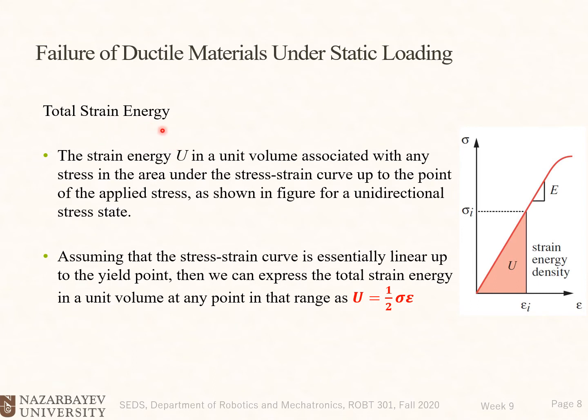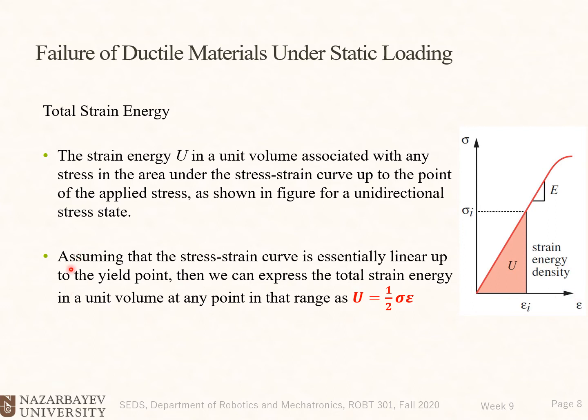Total strain energy. The strain energy U per unit volume associated with any stress is the area under the stress-strain curve up to the point of the applied stress, as shown in the figure for a unidirectional stress state. This stress-strain graph is familiar to you; it is basically a tensile stress or unidirectional stress state. We already discussed how we could find the strain energy stored in the part, but this is strain energy density. Why? Because you have epsilon here. If it was force and deflection, then it would be strain energy, or energy, but since this one is stress-strain, this is a strain energy density.